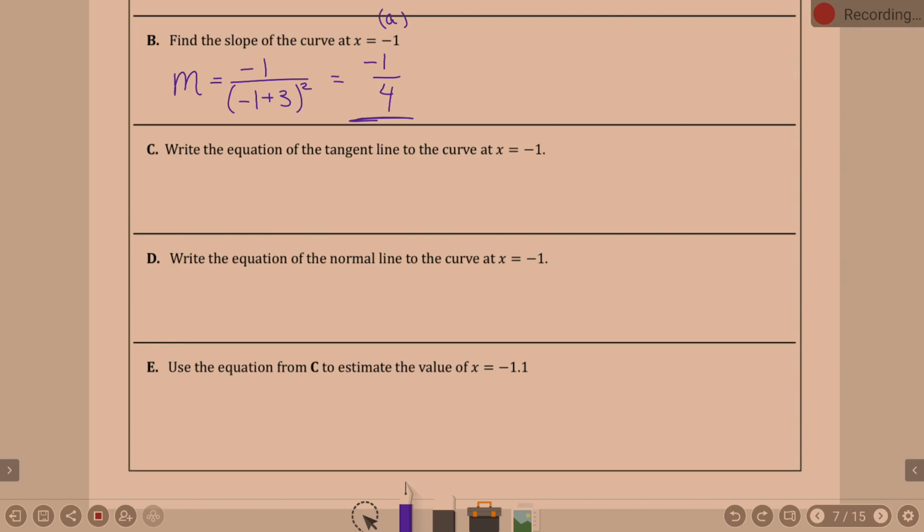C, write the equation of the tangent line to the curve at x equals -1. What do we need to write the equation of a tangent line? What do we need to write a line? A point and a slope. What do we know? Slope and half a point. Okay, good answer. We know the slope is -1/4. And Aiden says we know half a point because what do we know? -1 comma something. How do I find the other half of the point?